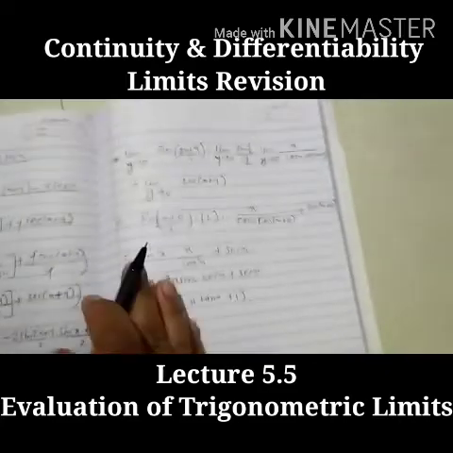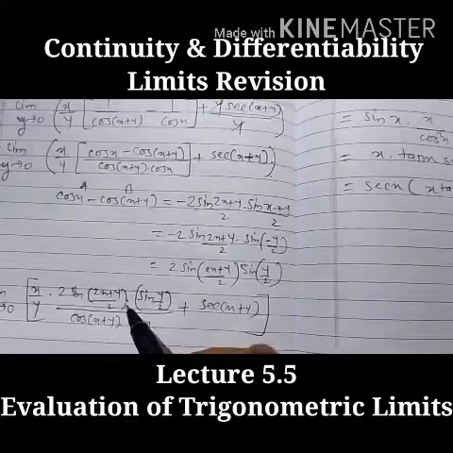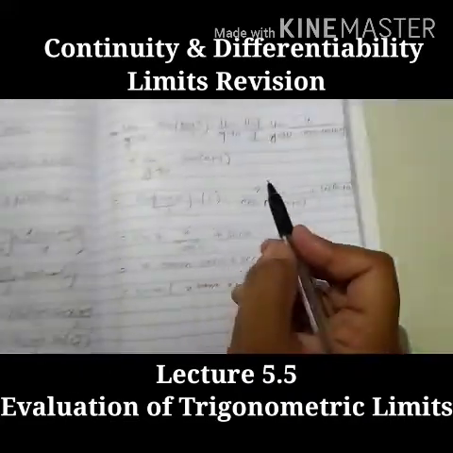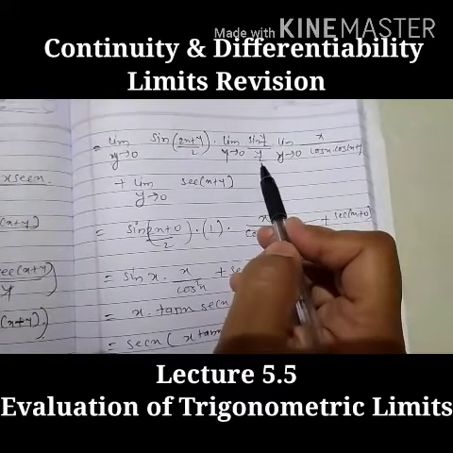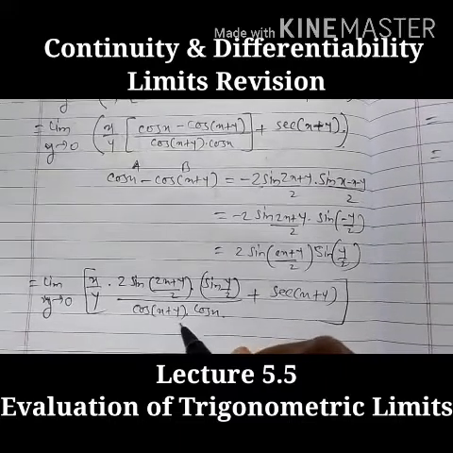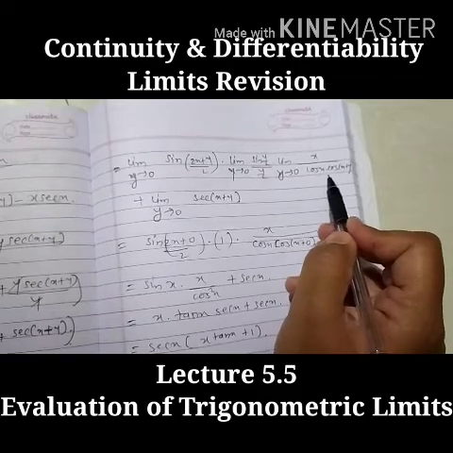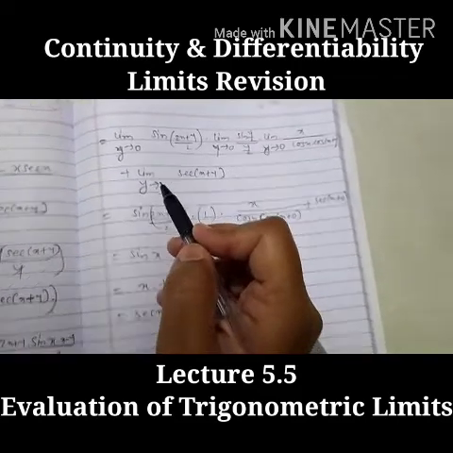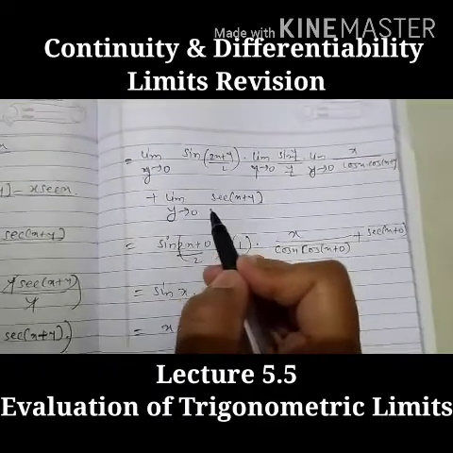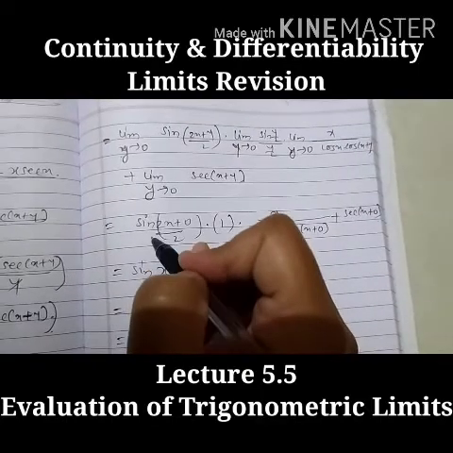Now, limit as y tends to 0, sine of (2x plus y) upon 2. See, sine of (2x plus y) upon 2. This 2 upon y we have taken with y by 2, see, sine y by 2 upon y by 2. Now the remaining term, which is x upon cos of (x plus y) into cos x. See, you can see here cos of x upon cos x into cos of (x plus y), plus the limit of the last term, sec of (x plus y). So limit as y tends to 0, sec of (x plus y). Now easily we can put y as 0.